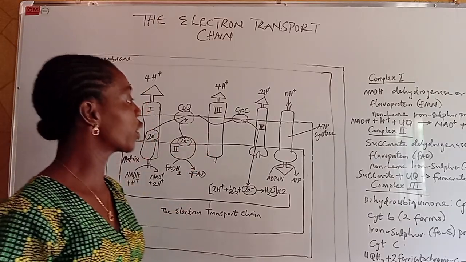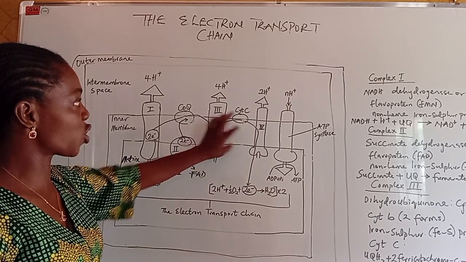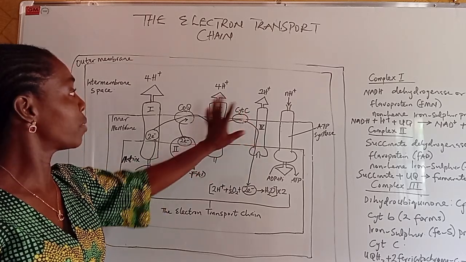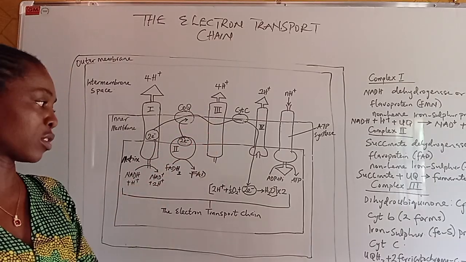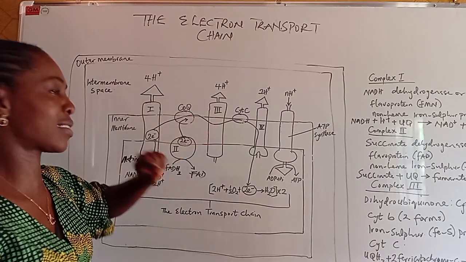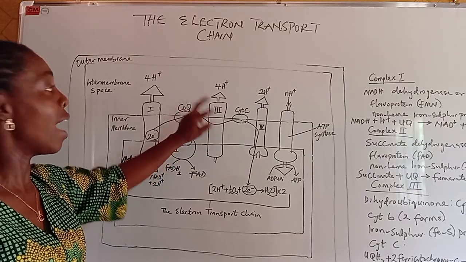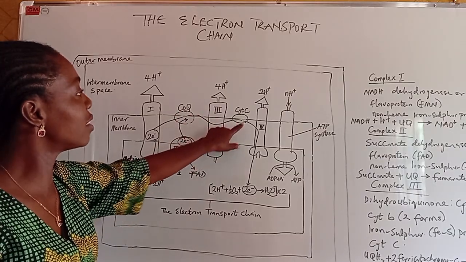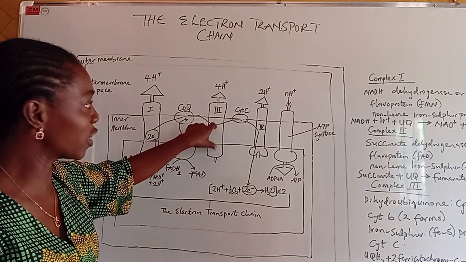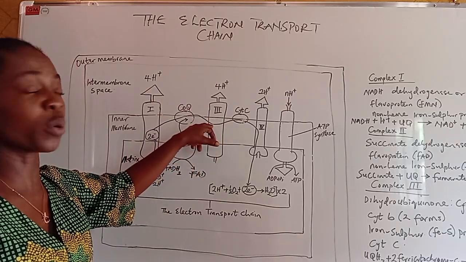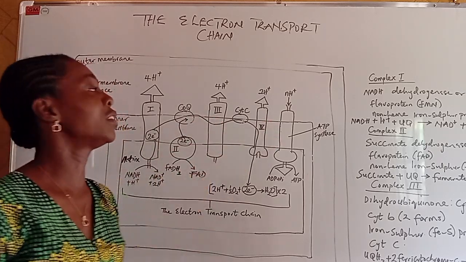Now at complex 3, which we call the dihydroubiquinone cytochrome C oxidoreductase enzyme, this enzyme also contains cytochrome B, 2 forms of it. Non-heme iron sulfur is also part of this. So they collect electrons from ubiquinone, thereby reoxidizing it to its original state. And then here, there's a reduction of cytochrome C, so it will no longer be ferric. The iron, which is part of this complex, is reduced from iron 3 to iron 2. That's what happens here.